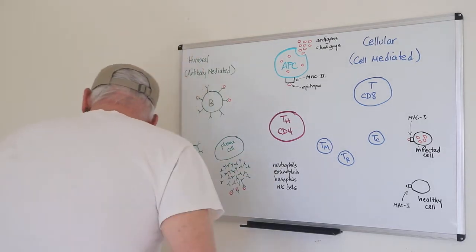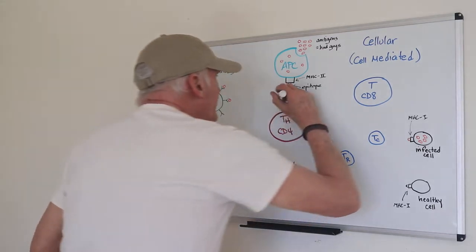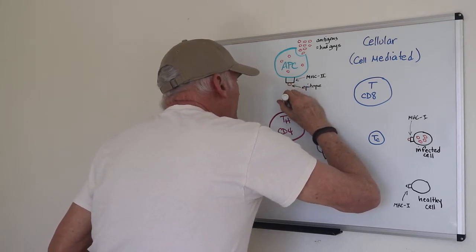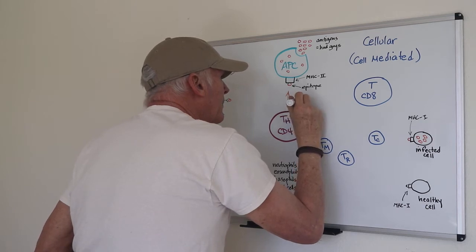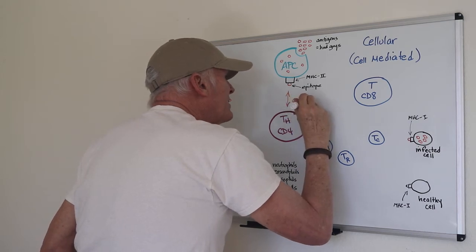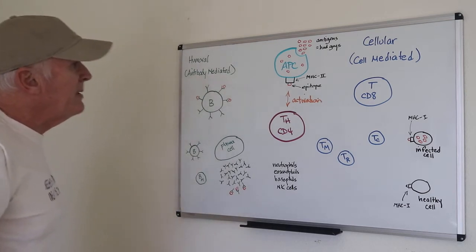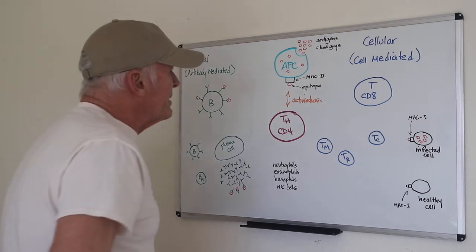So then what happens next? Well, I think we know. What happens next is there's activation. So you see, the T helper cell's job is now to activate the entire remainder of the specific immune system.